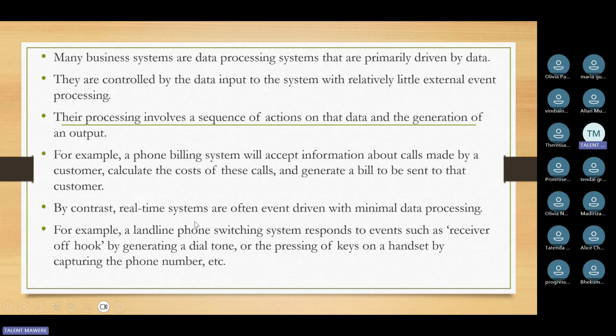By contrast, real-time systems are often event-driven with minimal data processing. For example, a landline phone switching system responds to events such as a receiver off by generating a dial tone. Someone has put down the phone. What does the system do? If it notices that the phone has been put down, as if it's engaged but it's not engaged, it will automatically generate a dialing tone so that people can still call. It also responds to the pressing of keys on a handset by capturing the phone number, etc.